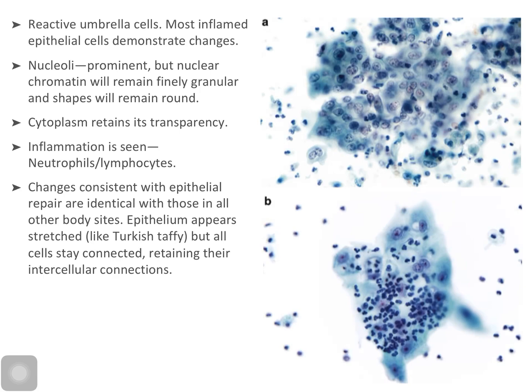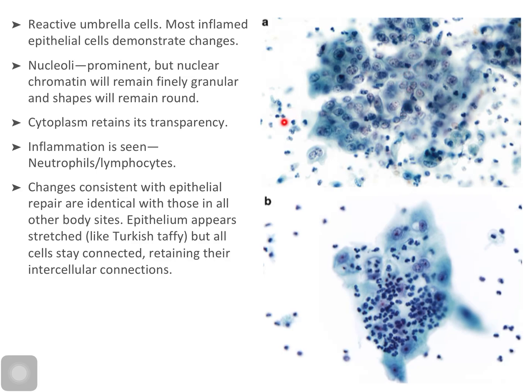Reactive umbrella cells. These are most inflamed epithelial cells which demonstrate changes. Here we can see the nucleoli are prominent, but nuclear chromatin is finely granular and the shapes are round and regular. The cytoplasm has retained its transparency. Here we can see the cytoplasmic transparency is retained.